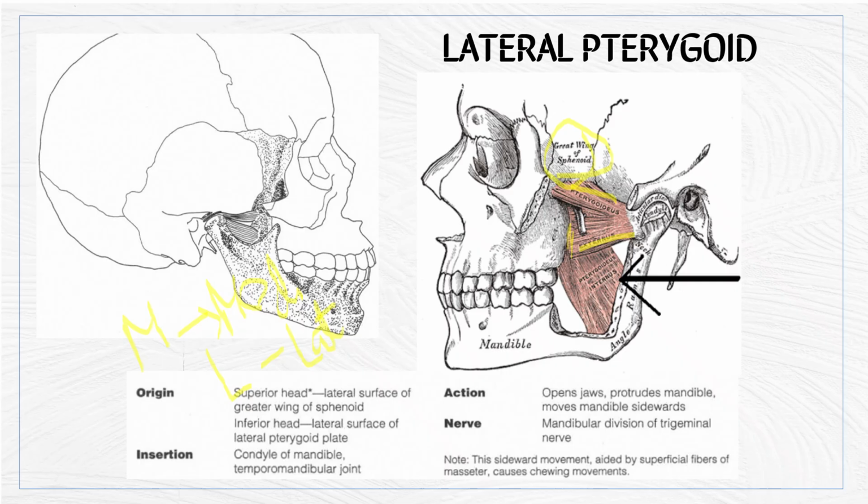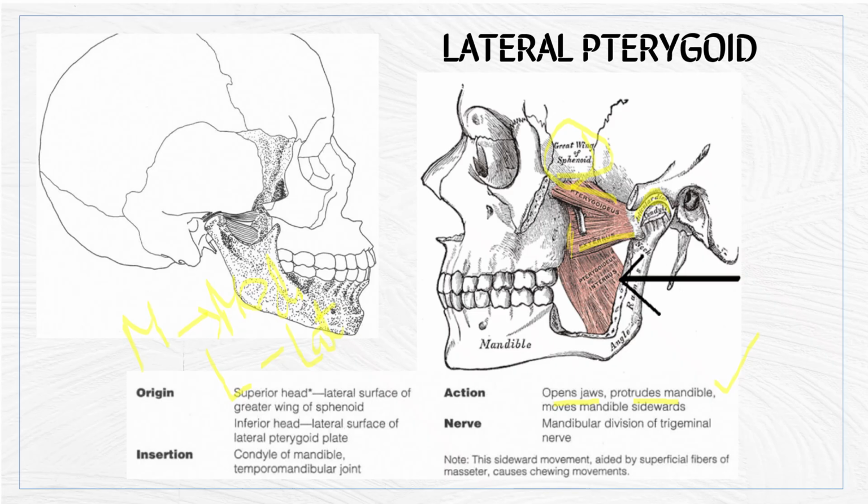It gets inserted into the condyle of the mandible and also the temporomandibular joint. This is the articular disc of the temporomandibular joint. So the insertion of the lateral pterygoid is on the articular disc and also the condyle. The only muscle which causes the action of opening the jaw and protruding the mandible is lateral pterygoid muscle. All other muscles of mastication close the jaw and also clench the teeth.